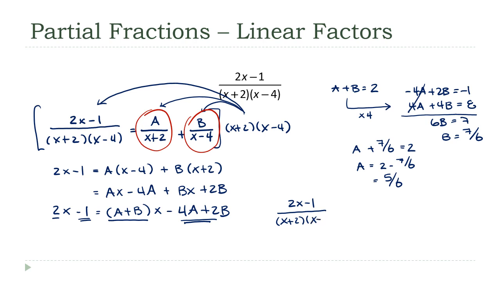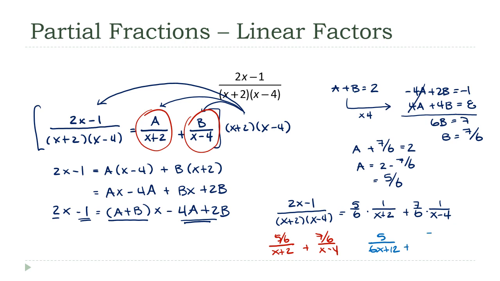x plus 2, x minus 4 equals. Now, how do we write this? Well, here's how I'm going to write this. I'm going to write it 5/6 times 1 over x plus 2 plus 7/6 times 1 over x minus 4. Now that's one way to write it. Another way, I could have just put the fraction in the numerators, 5/6 over x plus 2 plus 7/6 over x minus 4, or I could multiply these things out. I could say this is 5 over 6x plus 12 plus 7 over 6x minus 24.